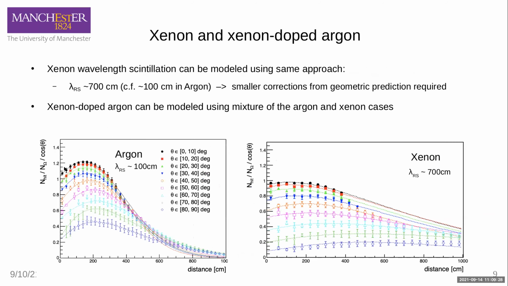The model can also be extended to xenon and xenon-doped argon. So at xenon wavelengths, the Rayleigh scattering length is now significantly longer, somewhere around 7 meters.